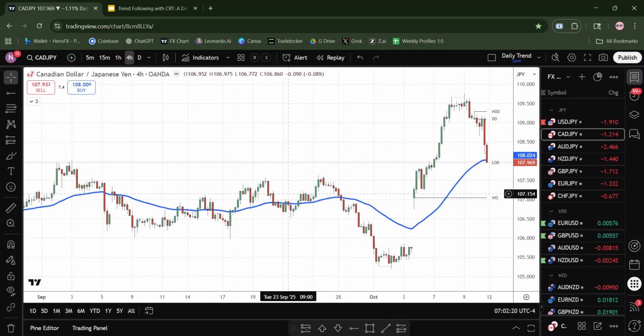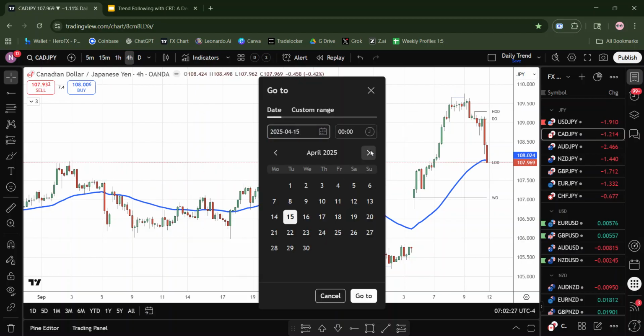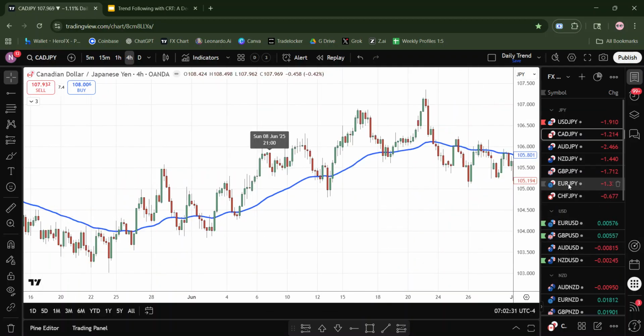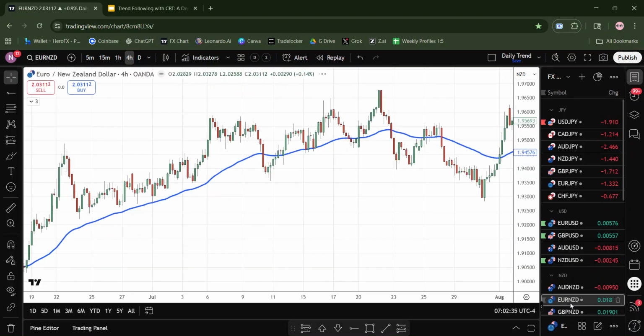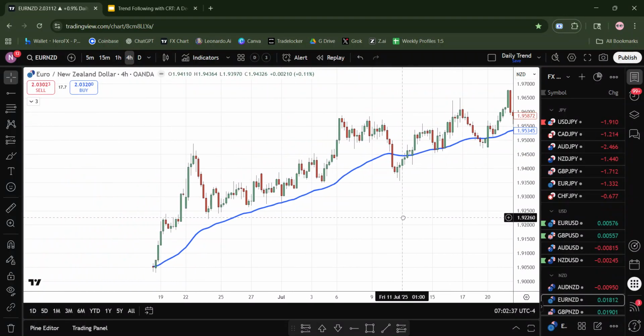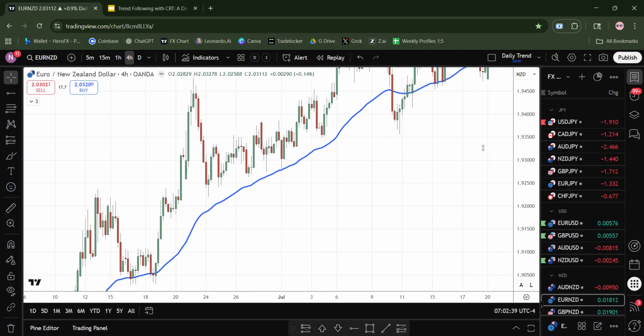So let's pick one more random day. I'm on the 4 hour charts. Let's go to May or June, June 9th. Okay. And let's try. We already did a yen pair. Let's see if Euro New Zealand. All right. So here we go. Perfect. Sloping line. We love to see it.